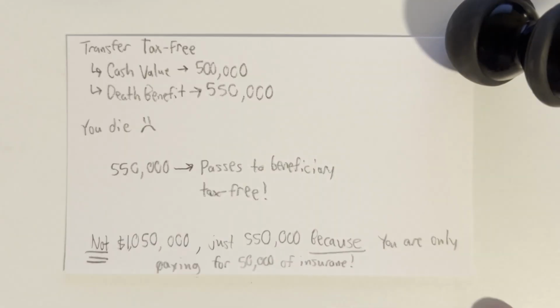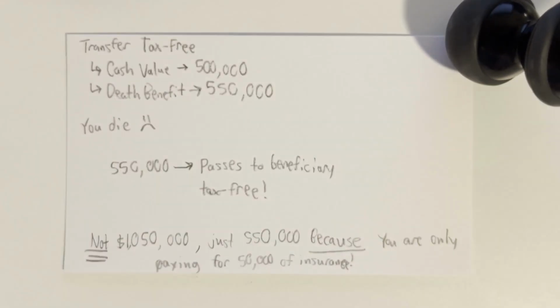Well, how does it transfer tax-free? Okay, let's say you had a cash value of $500,000 and a death benefit of $550,000, and you die. Well, $550,000 passes to the beneficiary tax-free because it's considered an insurance and not an investment. You do not get $1,050,000, you just get the $550,000 because you're only paying for $50,000 of insurance.